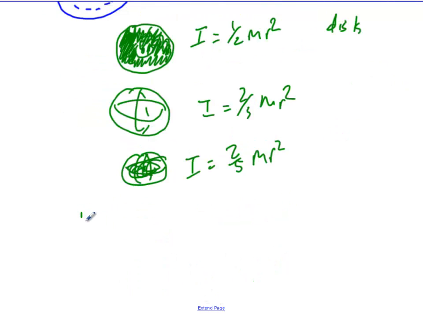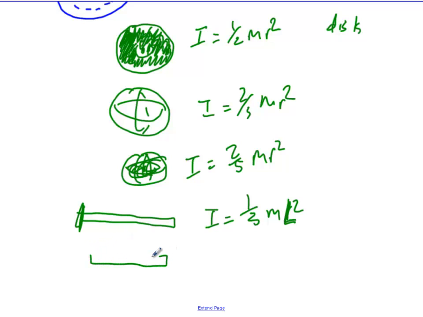If you take a rod, a long skinny beam, and you spin it through its end, then I is equal to 1/3 mr squared, or I guess a lot of times you'll see L for the length of the rod. If instead of spinning it through the end, you spin it through the center, then I is equal to 1/12 ml squared.